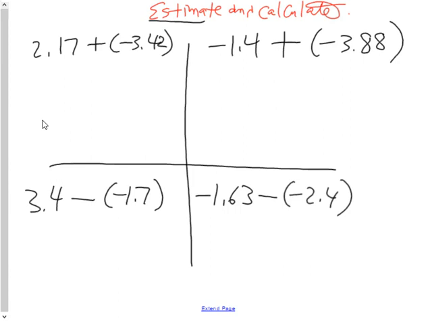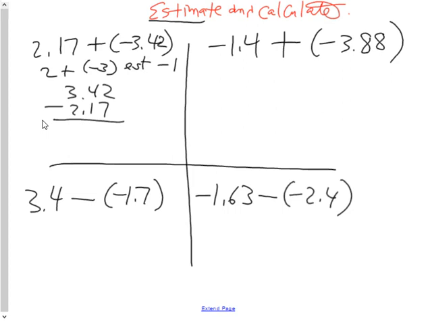If we're going to estimate it, we're going to make this a positive 2 plus a negative 3, and my estimation will therefore be the sum of those two, which is negative 1. Now, when I go to calculate, I always ask myself the same question when I have 2 positive and negative numbers. I say, what do I have more of, positives or negatives? And in the first question, I have more negatives. When I want to know how many more negatives I have than positives, I'm actually going to use subtraction here.